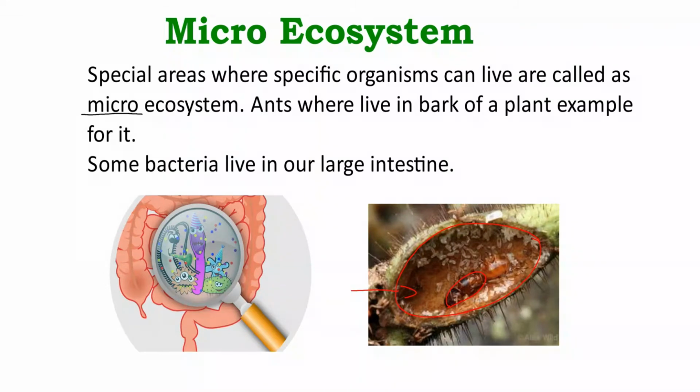Some bacteria live in our large intestine, and in this picture we see the large intestine contains a number of bacteria, most of them useful bacteria. We live together with them. So this large intestine is a place for bacteria to live, an example of a micro ecosystem.